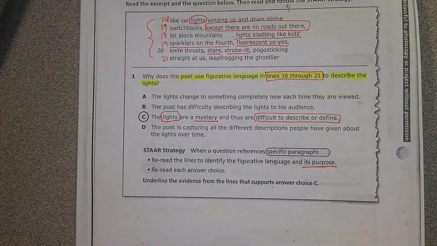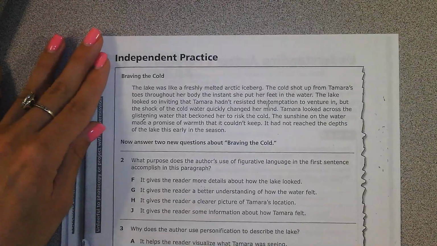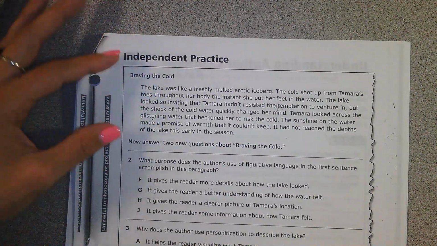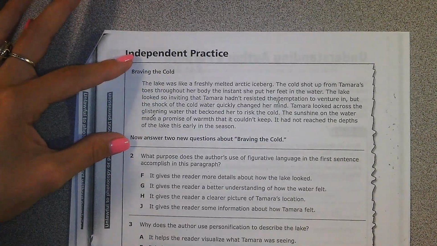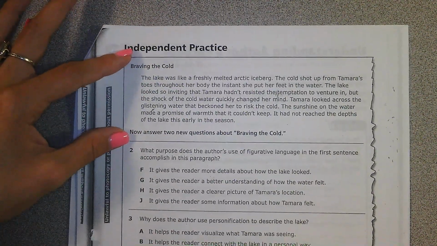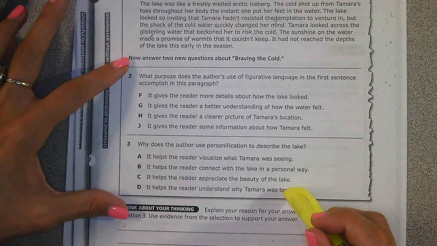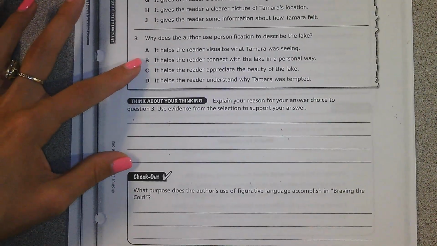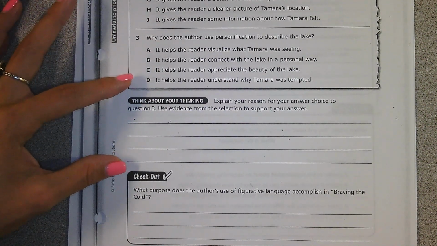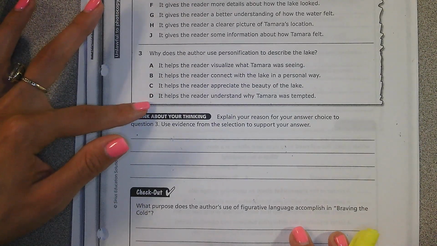Let's move on to the independent practice part. The independent practice part is asking us to essentially read Braving the Cold. We're going to read this, right? And you're going to do this by yourself. You're going to read this, Braving the Cold, and then you're going to answer the following questions, okay, which are going to have to do with figurative language. Once you answer your questions, notice how it wants you to analyze your thinking. It wants you to explain the reason for your choice of answer number 3. Why did you choose whatever answer you chose here?